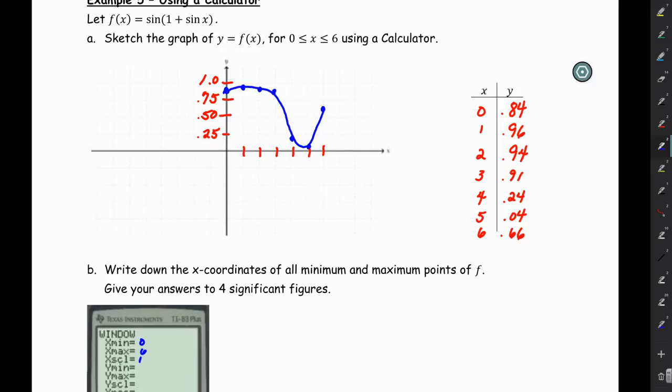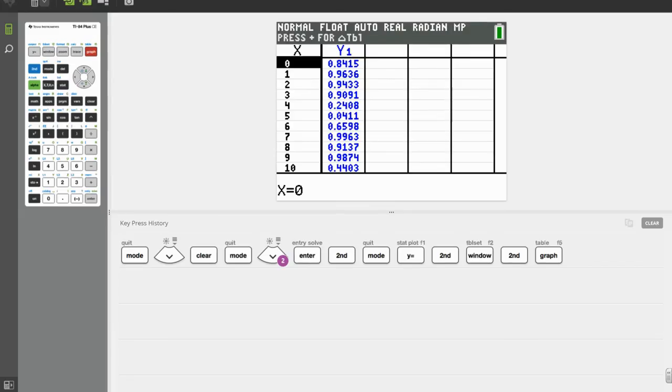So at this point, because we're going to be looking at the minimum and maximum, we want to set our window in our calculator. So we're going to have an x min at 0, x max at 6, scale of 1. And we can tell that our y is only going to 1. So I'm going to start y at 0 and go up to 1. And I'm going to make my scale 0.25, just like I did when I drew the graph. So let's do that in our calculator.